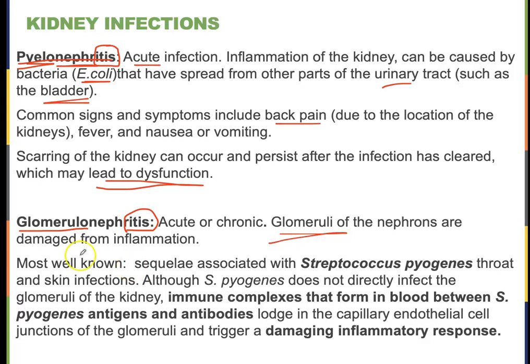So the most well-known cause of glomerulonephritis is going to be Streptococcus pyogenes. So remember, this is the guy that causes strep throat, and from strep throat, it can cause scarlet fever, and from scarlet fever, it can cause rheumatic fever and glomerulonephritis. So what happens in glomerulonephritis, it's not the bacteria itself, but the bacteria and our antibodies to the bacteria form an immune complex, and it inserts itself in the sort of lining of the glomerulus.